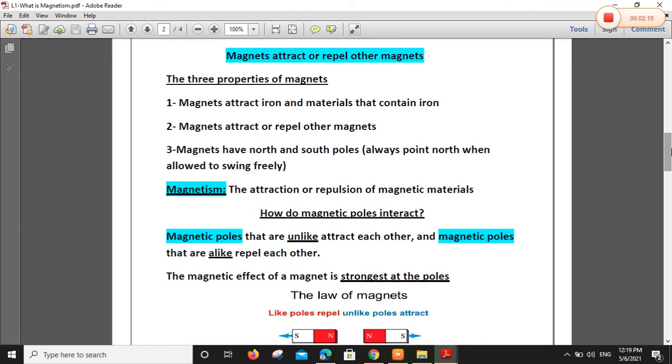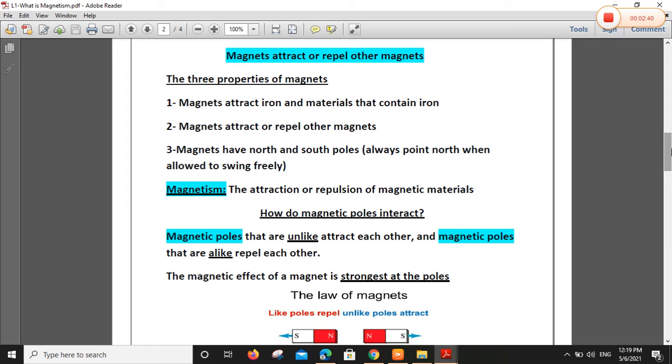This is natural. Yes? So, what is magnetism? The attraction or repulsion of magnetic materials. The attraction or repulsion, this is called magnetism. How do magnetic poles interact?